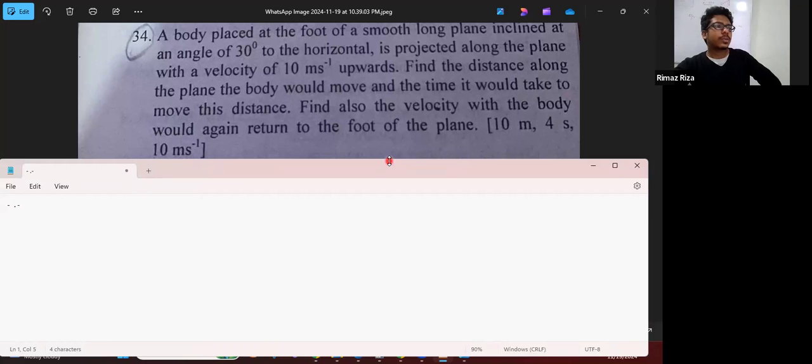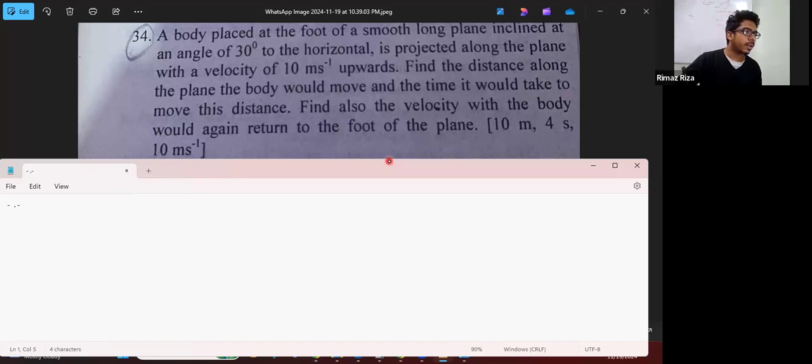Okay, so here a body placed at the foot of a smooth, long plane inclined at an angle of 30 degrees to the horizontal is projected along the plane with a velocity of 10 meters per second upward. Find the distance along the plane the body would move and the time it would take to move this distance. Find also the velocity with which the body would again return to the foot of the plane.